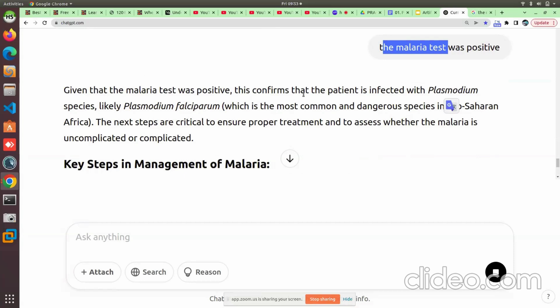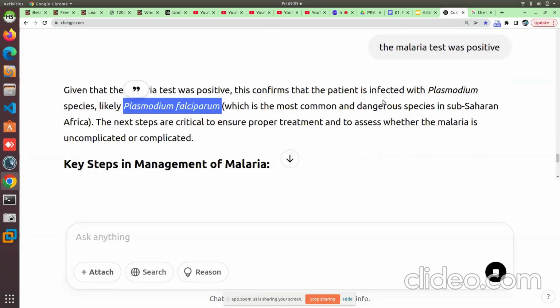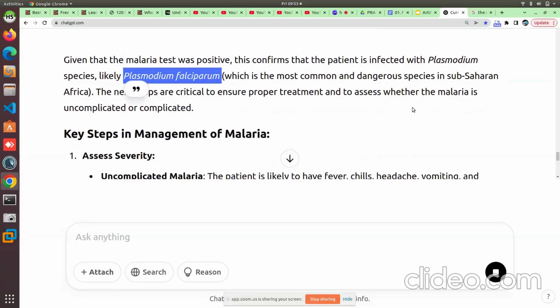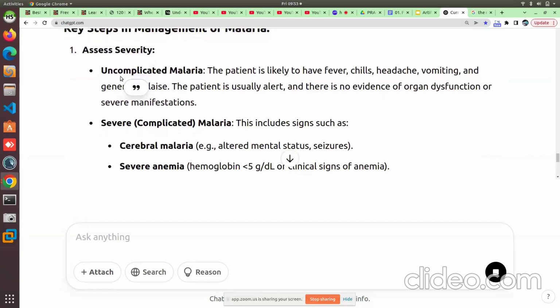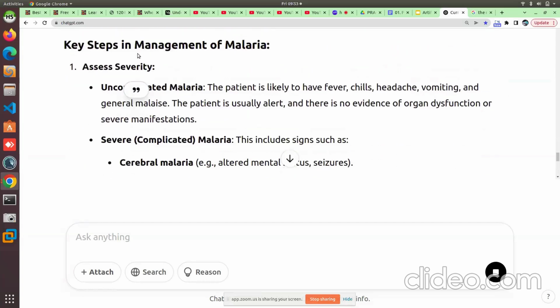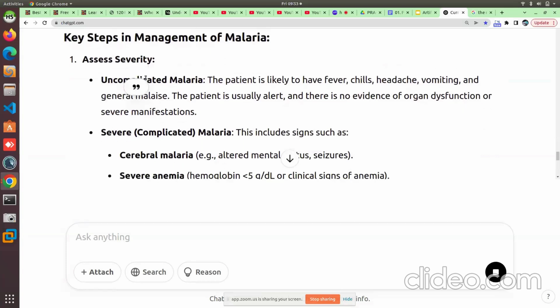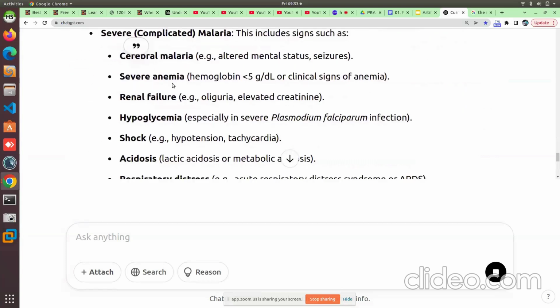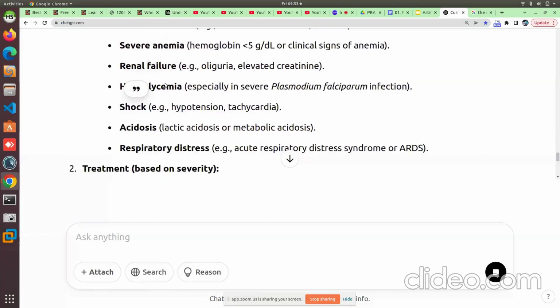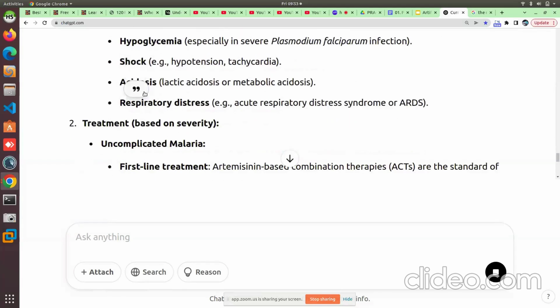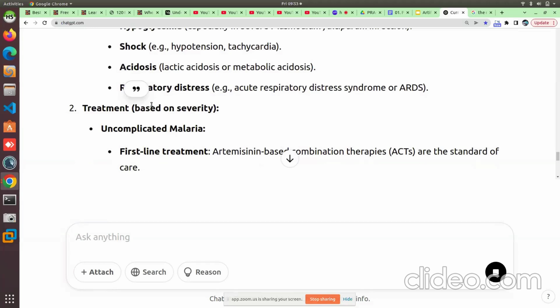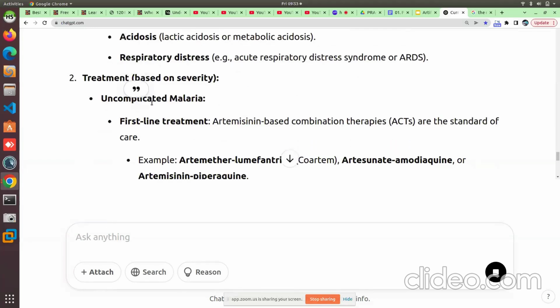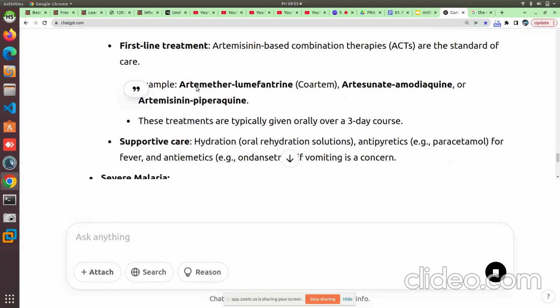Given that the malaria test is positive, this confirms that the patient is infected with Plasmodium species, likely falciparum, which is a common and dangerous species in sub-Saharan Africa. So that's the likely one. Then it's talking about the fact that you should assess the severity, complicated malaria, look at hypoglycemia, shock, acidosis. So even if you've forgotten something, you can still look at it here.